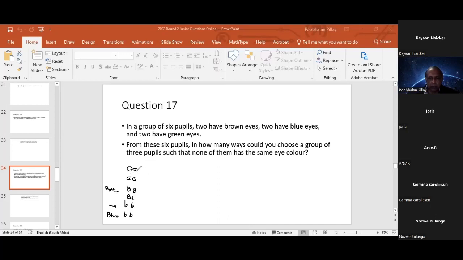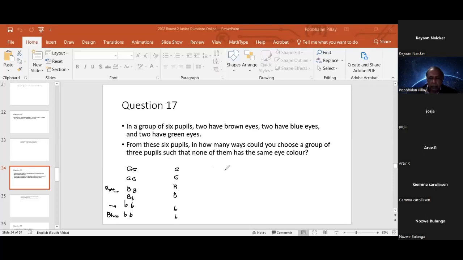So let's not talk about 2 eyes. That's rather silly. So we can say there are 2 people who got green eyes, 2 people got brown eyes, and 2 people got blue eyes. Right. Now, you want to choose a group of 3 people such that none of them has the same color. But there are 6 pupils. You want to choose 3 of them so that none of them have got the same eye color.